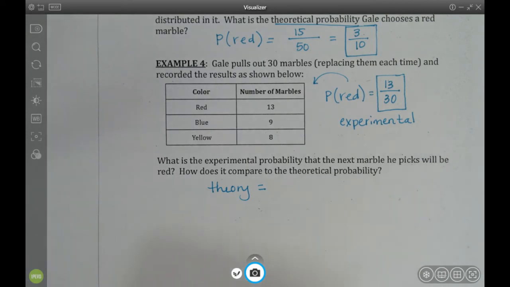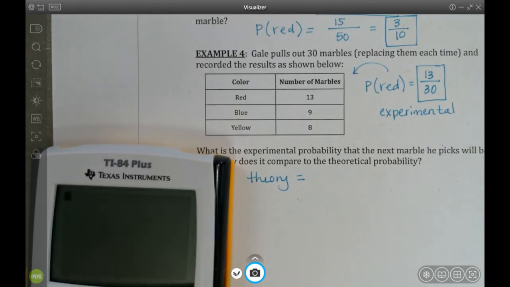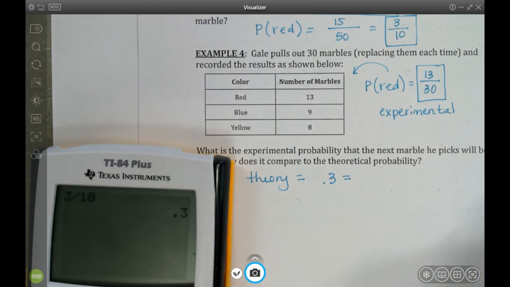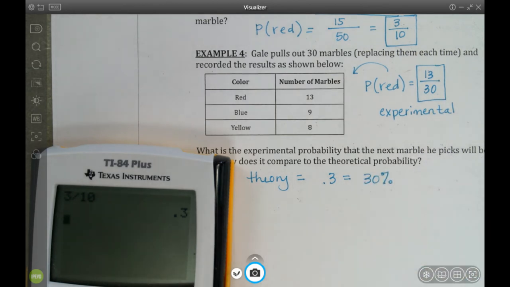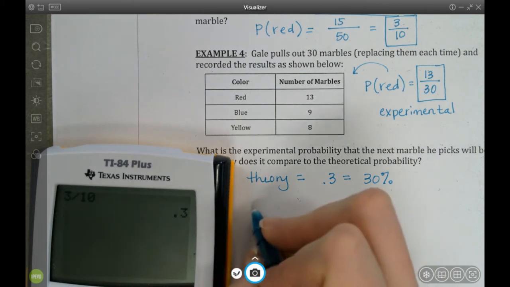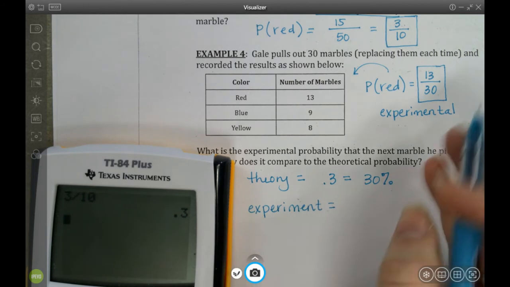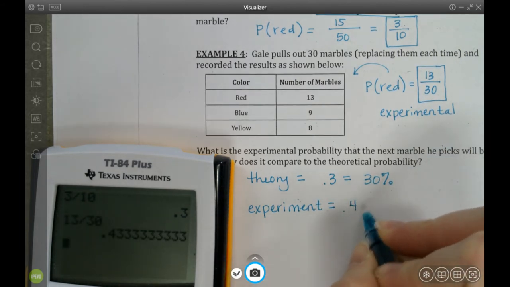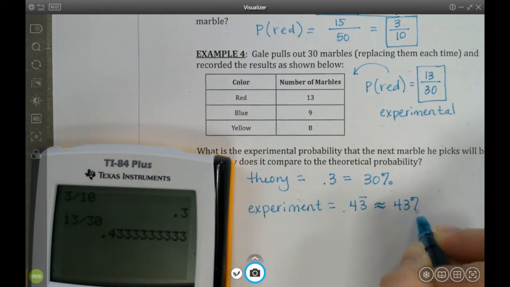Okay, so a lot of times probability is easier to think about whenever you're talking about percentages. So if I have 3 over 10, as a decimal that is 0.3. What's 0.3 as a percentage? 30%. So in theory, there's a 30% chance of pulling a red. But based on our experiment, we have 13 over 30, which is 0.43 repeating. So about 43%.